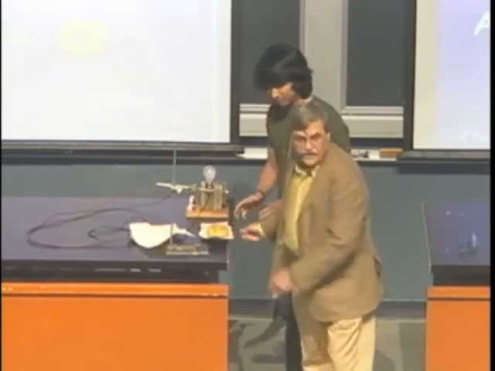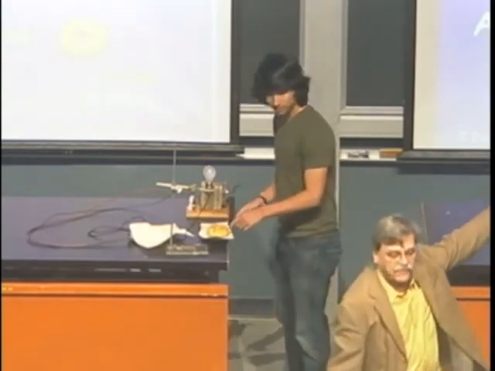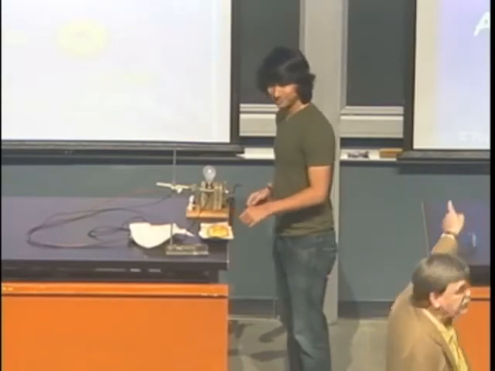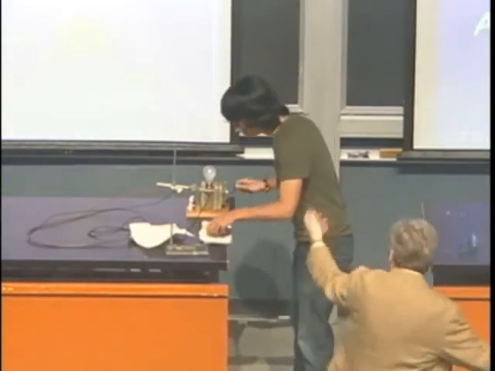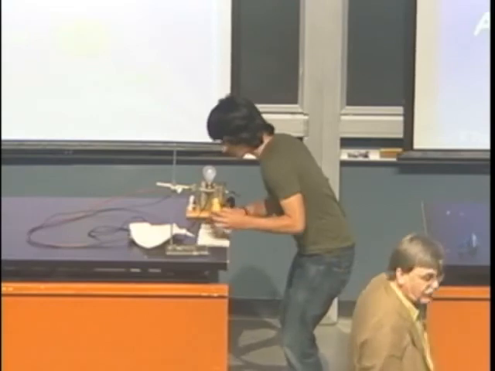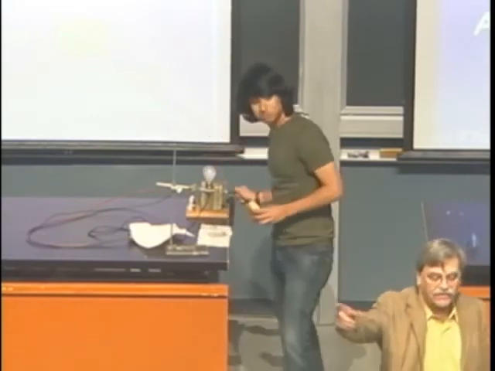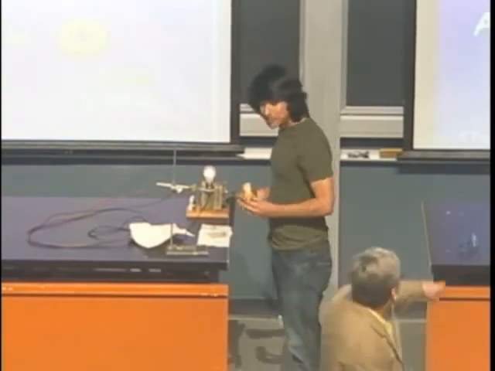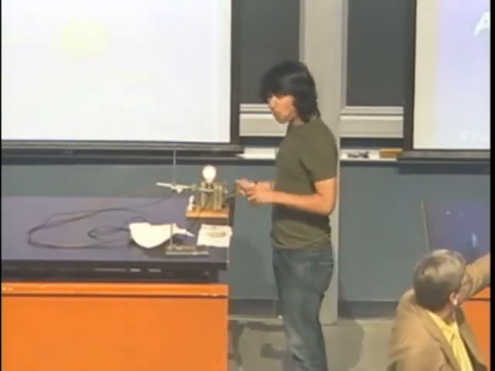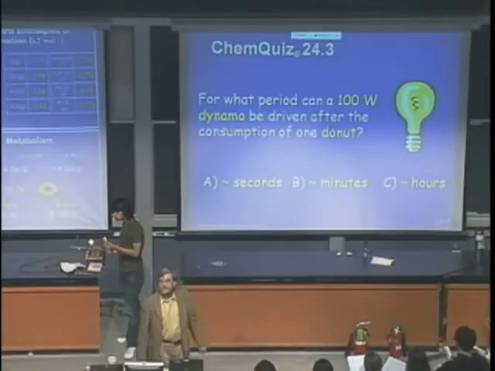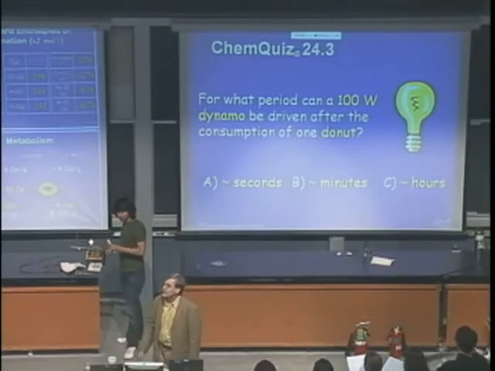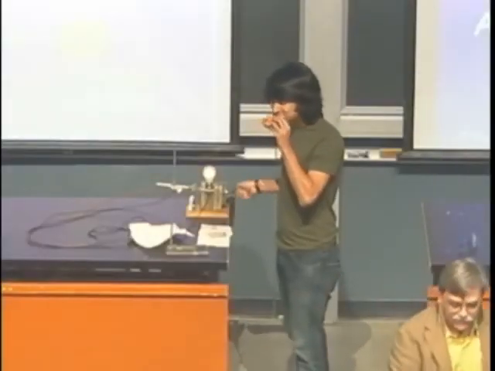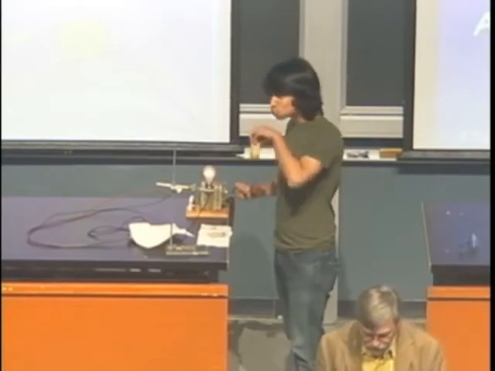Enjoy. Okay. Good. So now here's my question. For what period can a 100 watt dynamo, that's him here, be driven? Take your time though. But be driven after the consumption of one donut to be equal? Does he do this for 1 second, 1 minute, for minutes, or does he have to do this for hours to expend all these calories, the calories that he's taking in? Why don't you think about this and give me your answer?